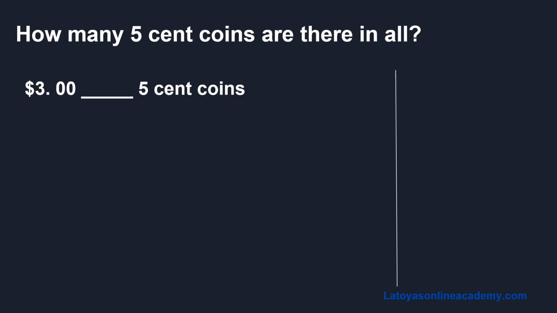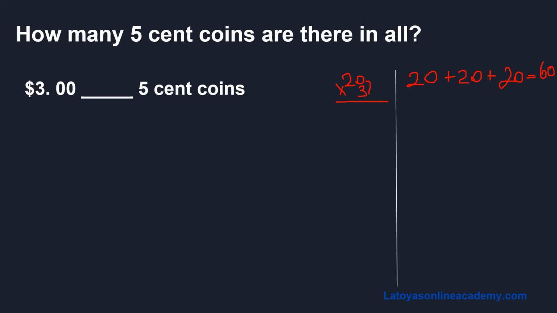How many 5-cent coins are there in $3? This is very easy. Why? Because I know how many 5-cent coins there are in $1. In $1, I have 20 5-cent coins. In $2, I'll have another 20, plus in $3, I'll have another 20 5-cent coins, which will give me a total of 60. Or instead of adding 3 times, I can simply multiply 20 by 3.